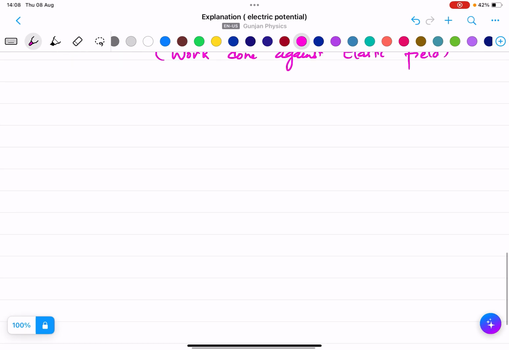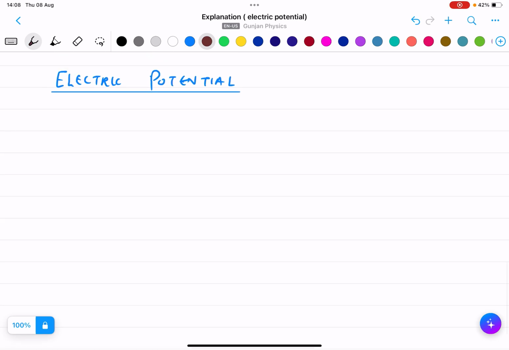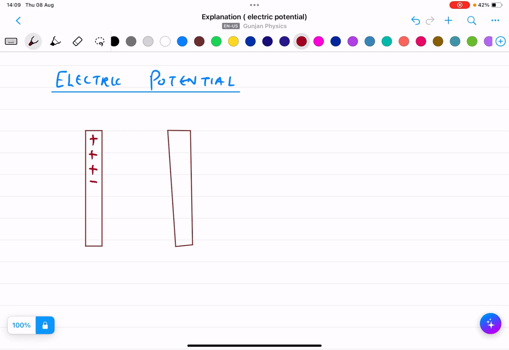Now I will explain in terms of electric potential only. It will be more clear to you. Suppose there are two rods. This is the first rod and this is the second rod. In the first rod there is a positive charge and there is a negative charge here.